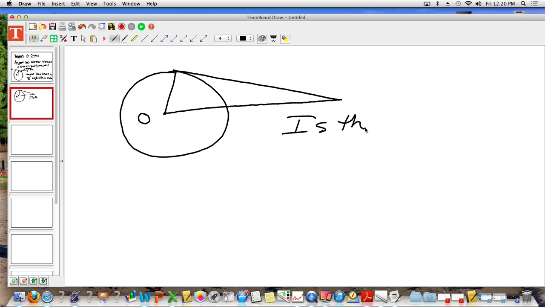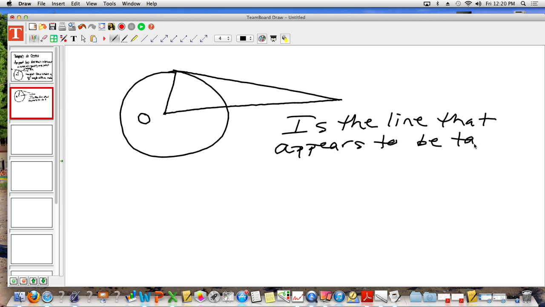is the line that appears to be tangent actually tangent?